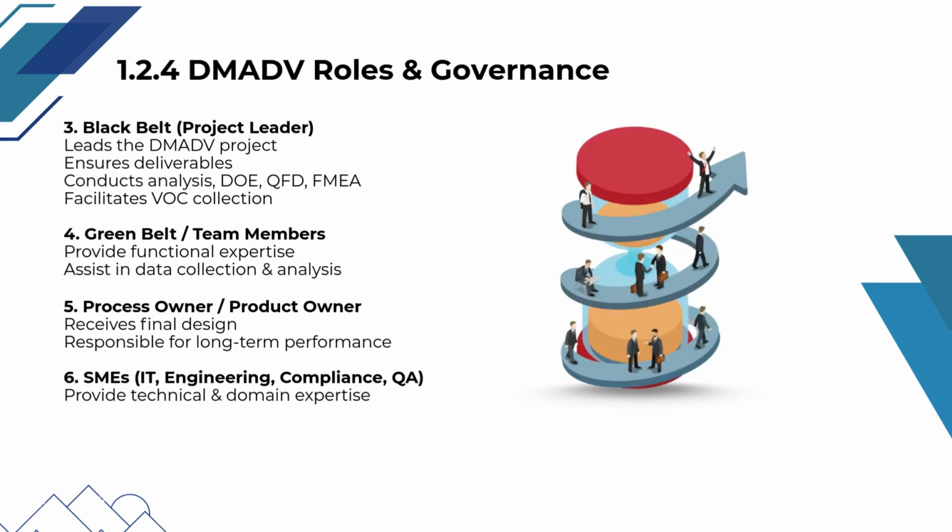In a DMADV project, the Black Belt acts as the project leader, driving the methodology, ensuring all phase deliverables are completed, and leading activities such as VOC collection, analysis, QFD, DOE, and FMEA. While Green Belts and team members contribute functional expertise and support data collection and analysis, the process or product owner takes ownership of the final design and is accountable for its long-term performance, and subject matter experts from IT, engineering, compliance, and quality provide critical technical and domain knowledge to ensure the design is feasible, compliant, and robust.